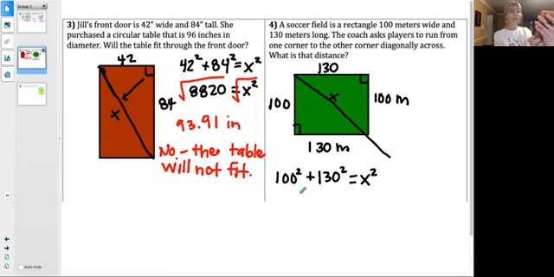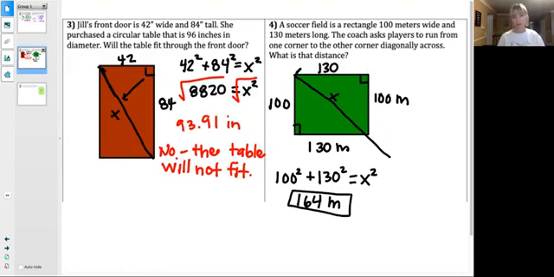It says 164.01, so I'm going to say that this is approximately 164. The coach is going to ask them to run, and they're going to end up running about 164 meters if they have to run the diagonal. And that will be the longest single distance, but please notice it would actually be longer if they ran both of the legs.